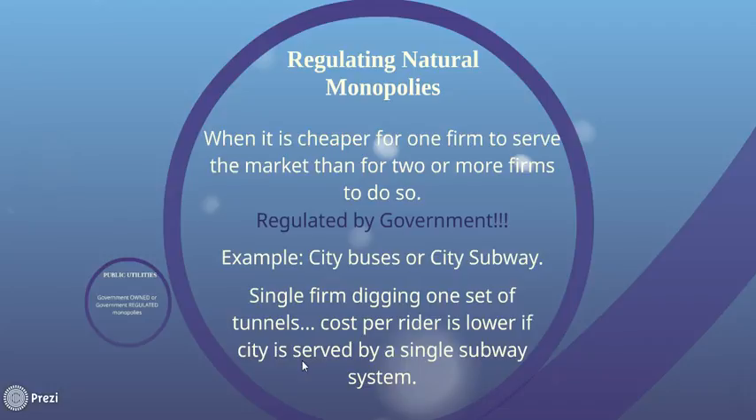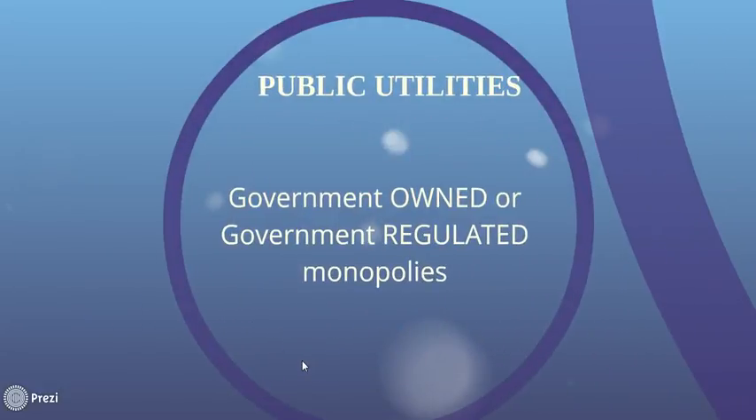So when it's cheaper for one firm to serve the market than for two or more firms, it's called a natural monopoly. A natural monopoly, if unregulated by the government, maximizes profit by charging a higher price than is optimal from society's point of view. So government can actually increase social welfare by forcing the monopolist to lower its price. So the government will either operate the monopoly themselves or the government regulates the monopoly, and that's called a public utility. Government-owned or government-regulated monopolies are called public utilities.